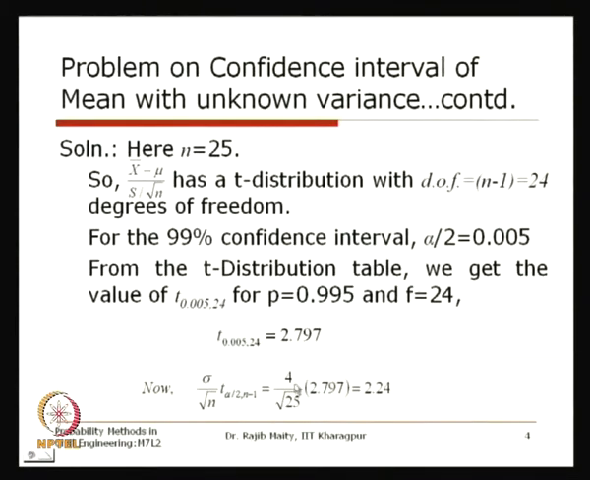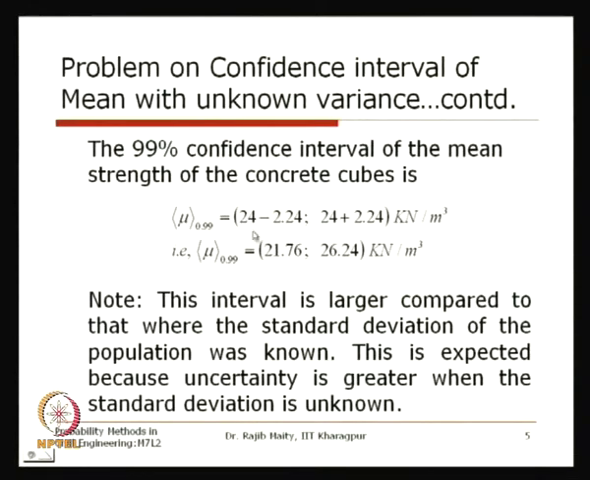So, this quantity now becomes 4 by square root 25 multiplied by this value, which gives you 2.24. Now, the 99% confidence interval will be around the sample mean, which is 24. So, 24 minus 2.24 and 24 plus 2.24, that is, the 99% confidence interval is 21.76 to 26.24. Note that this interval is larger when compared to the case where the standard deviation of the population was known.